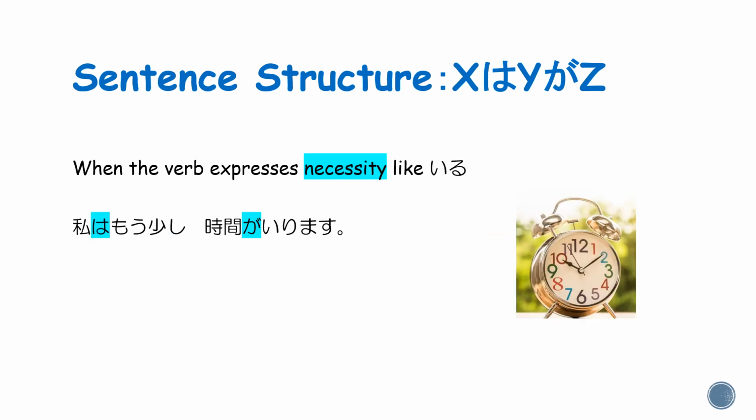The fourth group is the verbs that express necessity, like いる. Please be careful that this いる is different from いる to exist. This いる means to require. 私はもう少し時間がいります. I need a little more time.